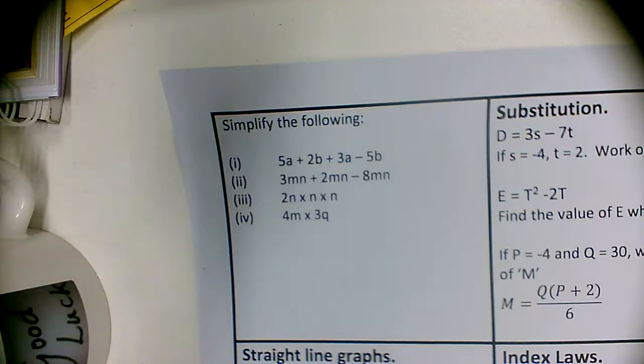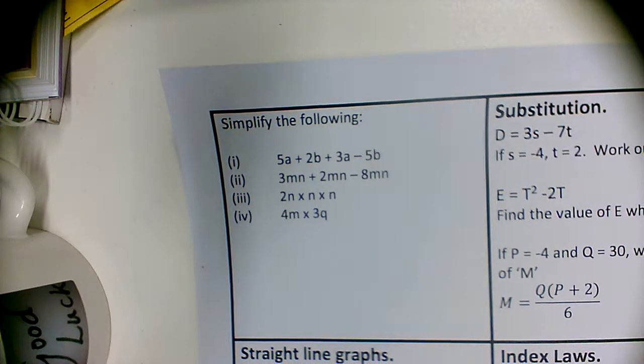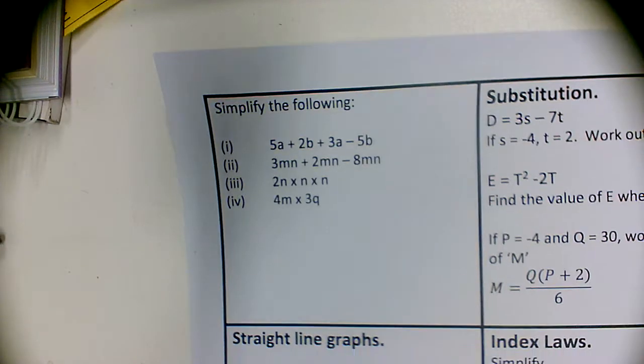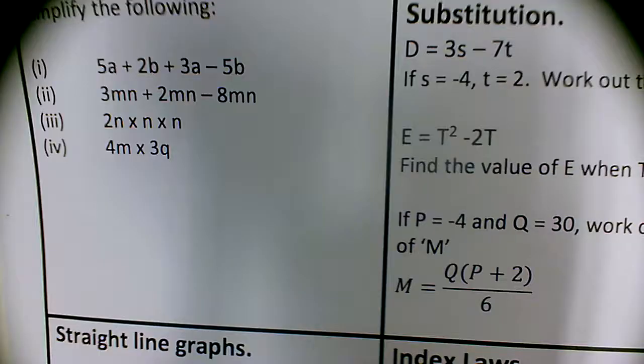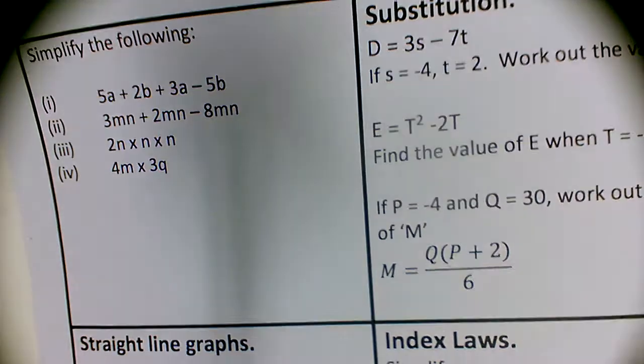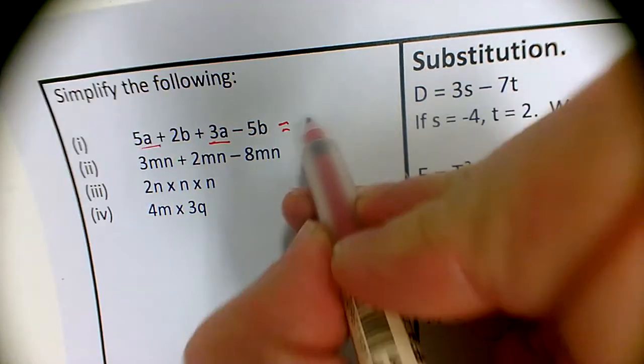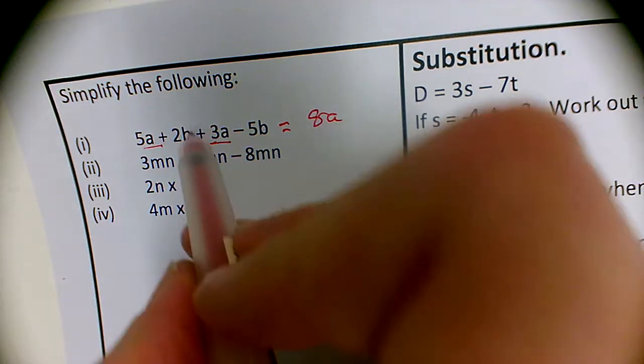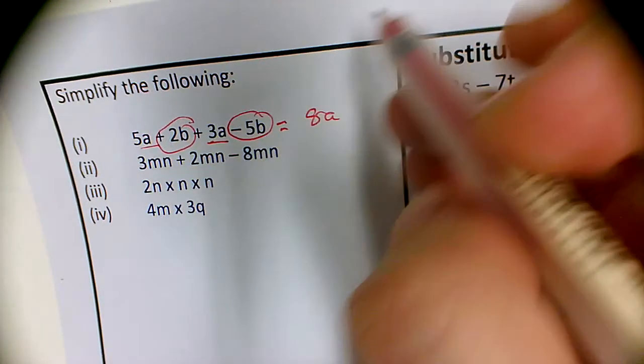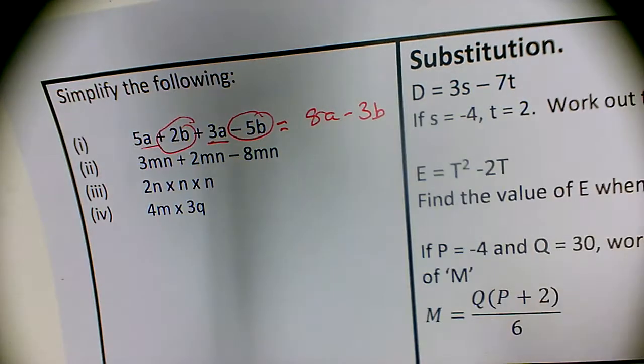Okay then, so we're going to go through the answers to this algebra revision sheet. So what we've got is, first question is about simplifying. So we've got to simplify by collecting terms in the first one. So we've got 5a plus 3a, that's going to make 8a. And then I've got plus 2b, take away 5b, makes minus 3b.